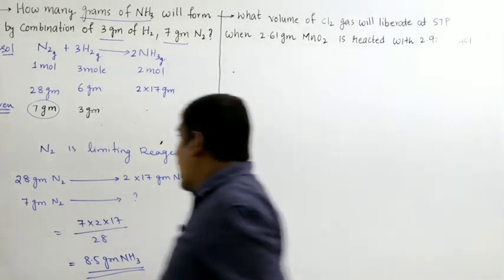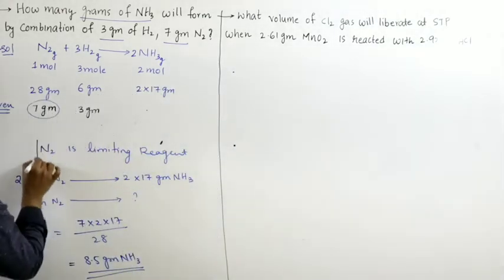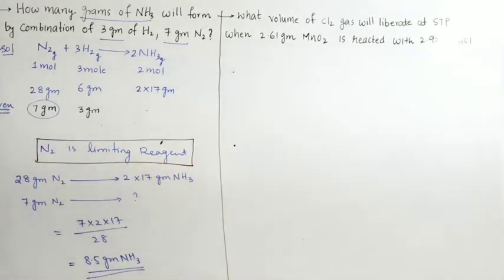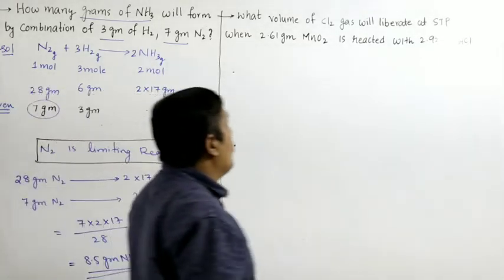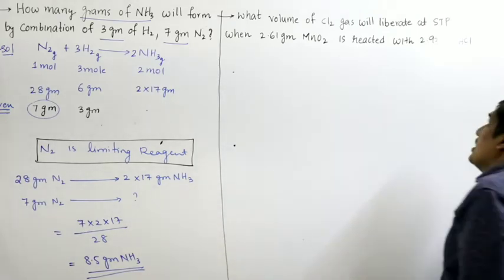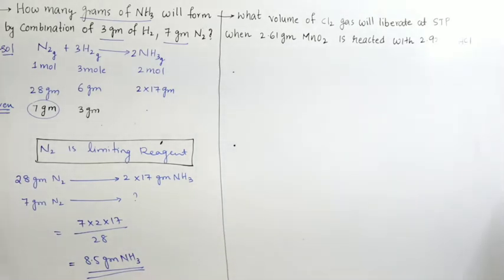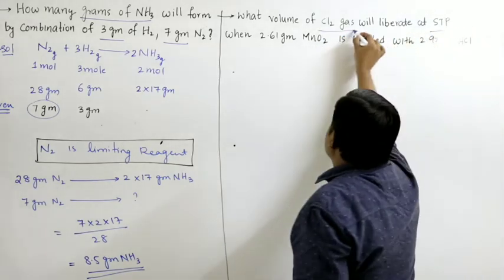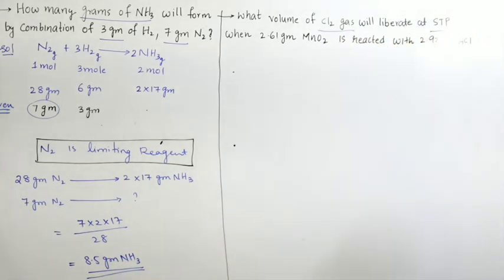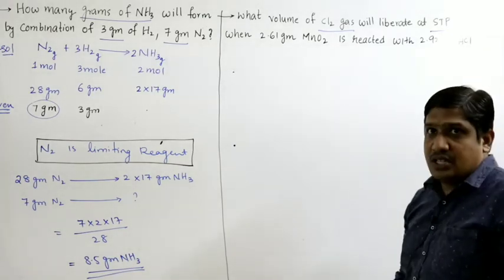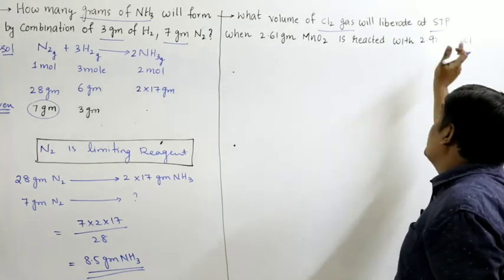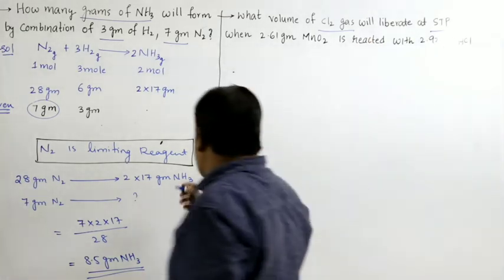Now, so identifying the limiting reagent is key to solving these kinds of problems. Next, what volume of chlorine gas will be liberated at STP when 2.61 grams of manganese dioxide is reacted with HCl? So, first identify the reactants. MnO2 reacts with HCl to produce Cl2.